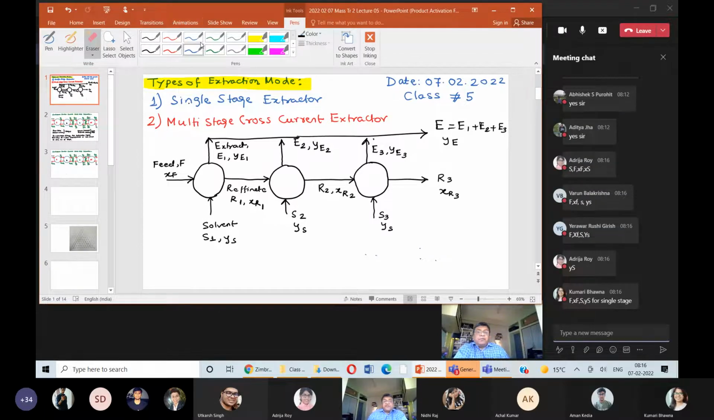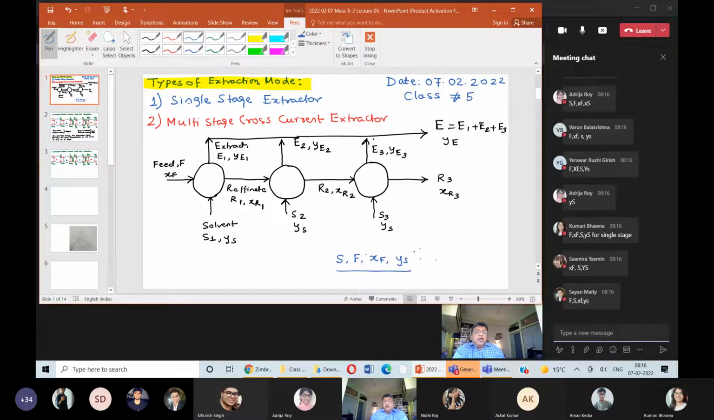YS. Perfect. So essentially you specify the solvent flow rate, the feed flow rate, XF, the feed composition, and YS. Okay. What do you specify for this multi-stage cross-current extractor? On the feed side, you specify the same. On the solvent side, you actually have to specify the solvent flow rate in each of the stages. Ideally, YS is the same because you are going to use the same solvent.